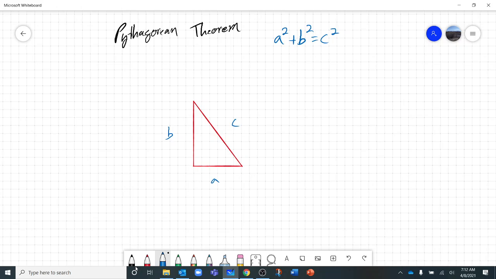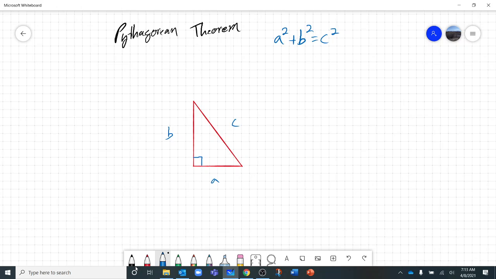Anyway, in right triangles, we can use a squared plus b squared equals c squared. It does have to be a right triangle. We have to have one 90-degree angle. There are other ways of doing this, but it gets more complicated if it's not a right triangle. But in right triangles, we can use a squared plus b squared equals c squared to figure out a missing side. So if we're given two sides of a triangle, we can figure out the third side using the Pythagorean theorem.